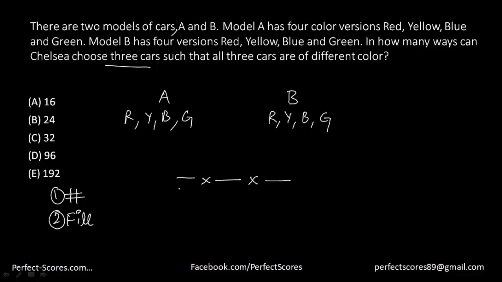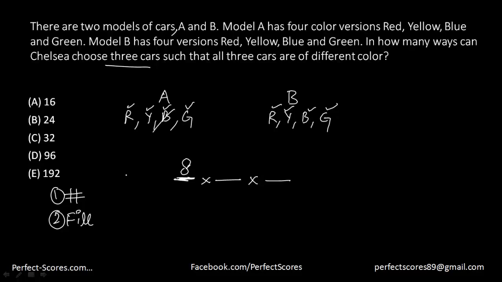Now, when Chelsea chooses her first car, my first thing would be to start with any of the cars. So in how many ways can Chelsea choose her first car? There is 1, 2, 3, 4, 5, 6, 7 and 8. So she has 8 cars in front of her. That means she has 8 different options. That means the first car can be chosen in 8 different ways.